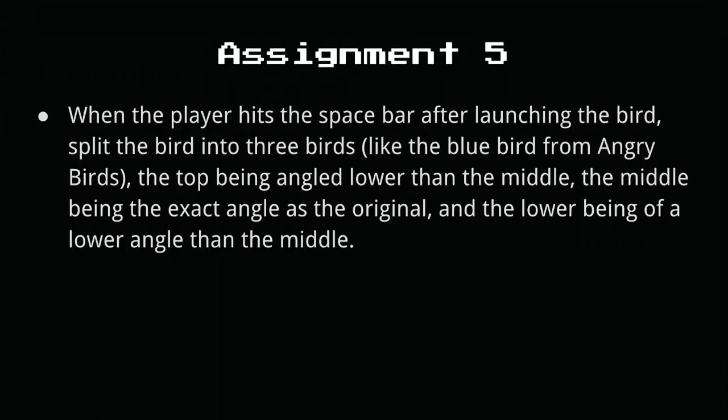So assignment 5 is a fairly simple assignment. This is just as I alluded to before. The task here is to split the bird that you shoot by pressing spacebar. When the alien is in the air, press spacebar and have it split into 3. So you have your one that you're shooting already, so it should just shoot off 2 more, one that's angled higher, one that's angled lower, and all of those should be interactable with your game world. And that's really it.